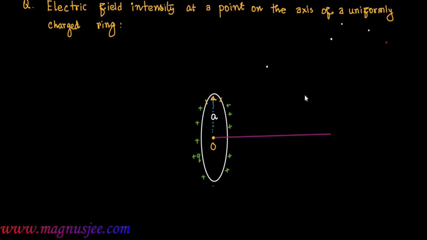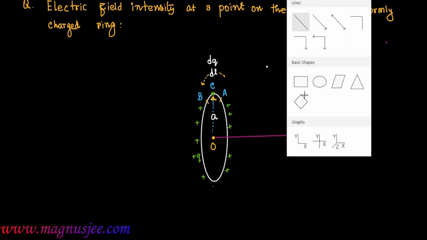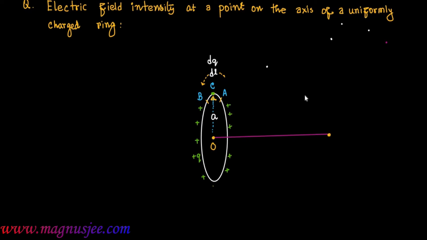We can consider a small element of charge at the point C. AB is the small element of charge on the circumference of the charged ring at the point C. dl is the length of the small element AB, and dq is the amount of charge of this small element AB.